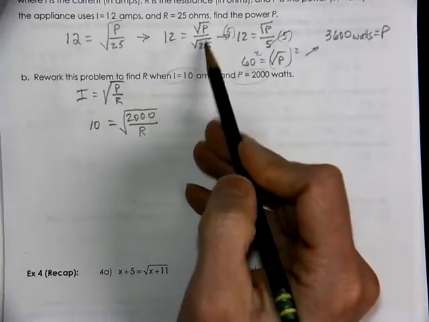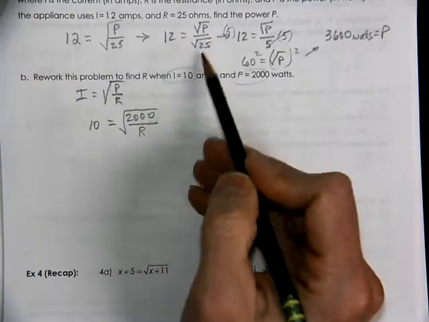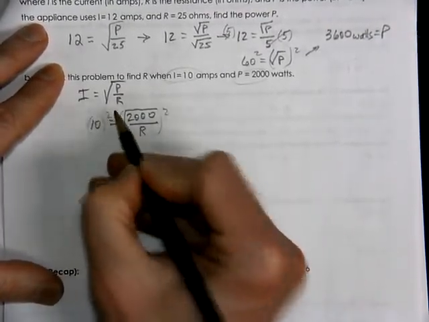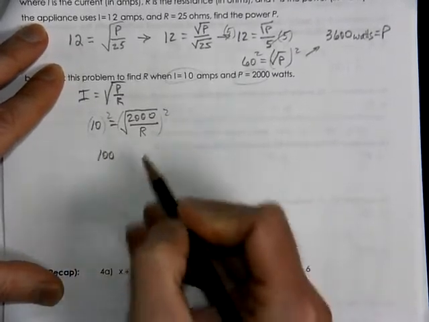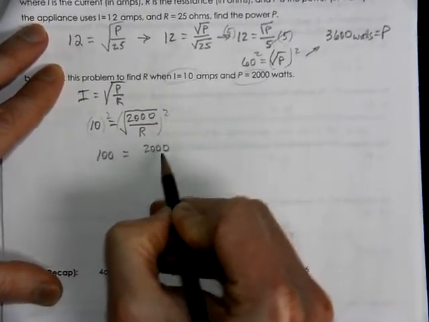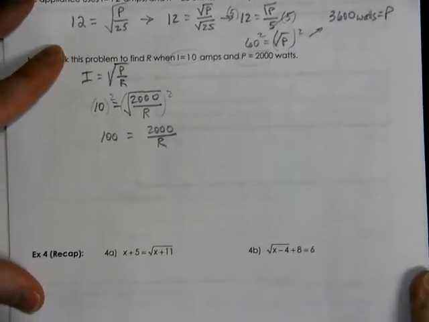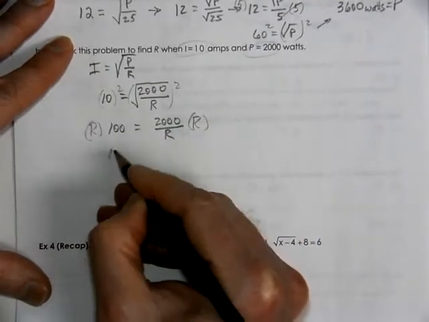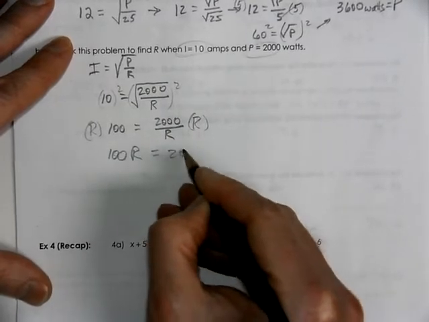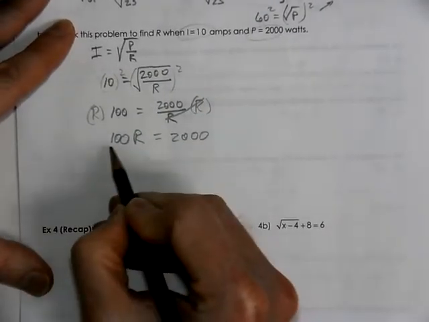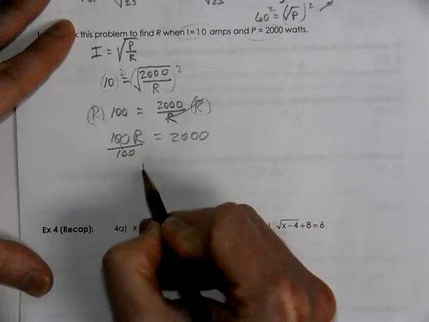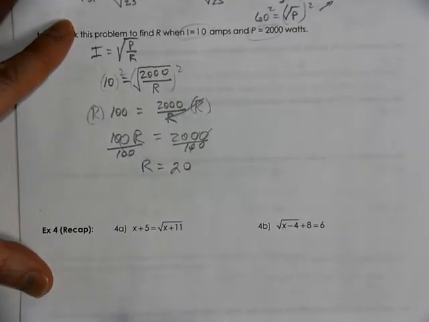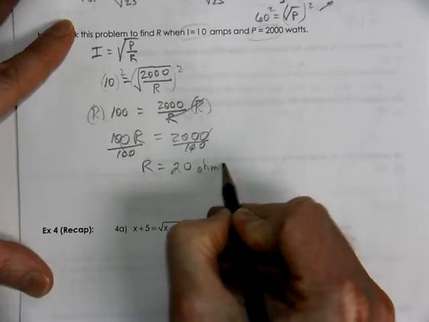So last time I broke it up into two radicals because I knew the square root of one of them. Here, I'm going to square both sides, which gives me 100. Then with R being in the denominator, I'm going to multiply both sides by R. And when you divide by 100, you're left with 20. And those would be ohms.